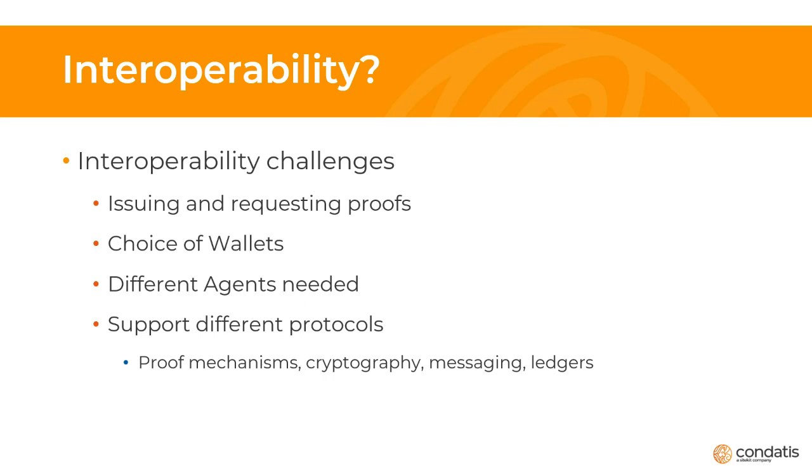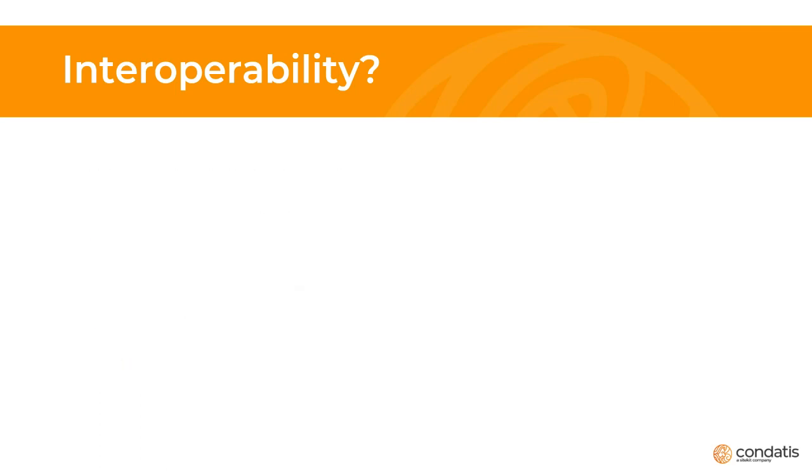What wallet will the user be managing their identity with? What agent do I need to use to communicate with the user? If a person can choose how they hold and manage their identity, just like the physical world, they can choose which wallet they want to do it with. And although wallets and agents all implement the same verifiable credential standards, they can support different proof mechanisms with different cryptography, and they use different messaging protocols and ledger technologies. It's these differences that make interoperability a challenge, as we don't currently have a super agent that talks all protocols.